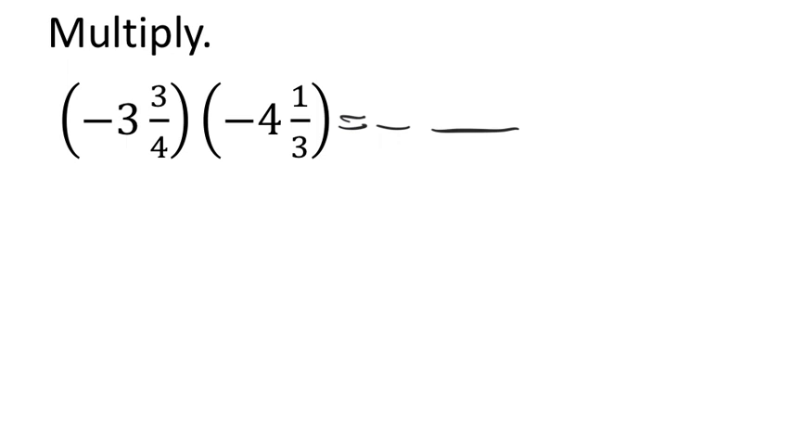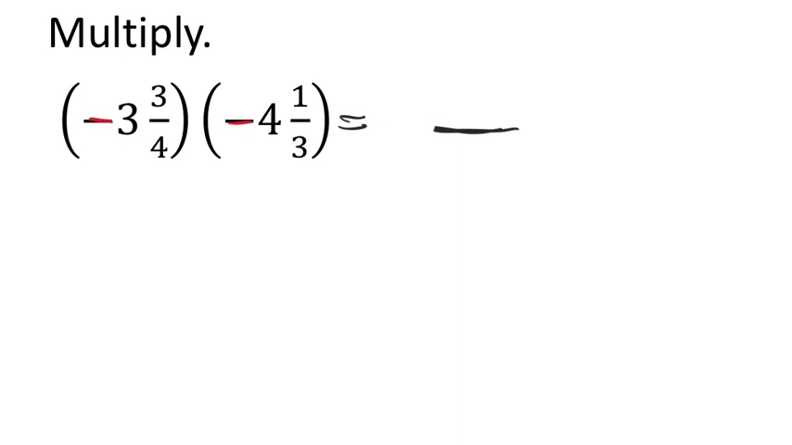Boom, positive. So, why is it positive, though? There's an even number of negatives. 2. 2 is even. So, boom, I put my answer. I put negative. It should be positive. Positive. Boom. Now, I should leave a little space there because I'm going to make my answer a mixed number, even though this is not telling me it should be a mixed number.